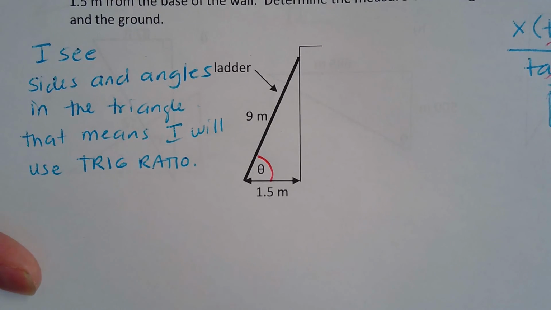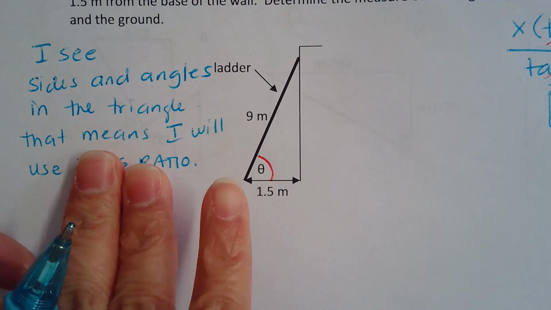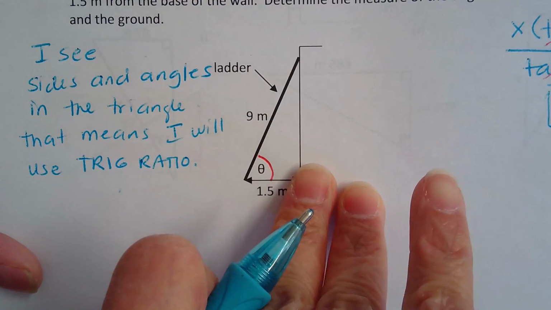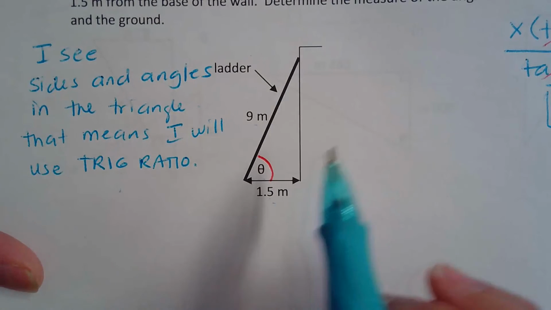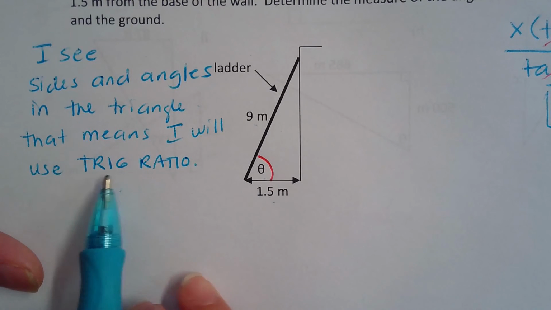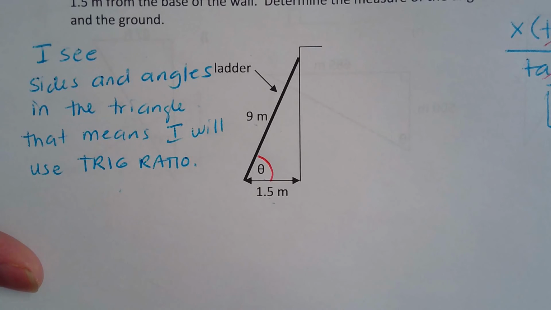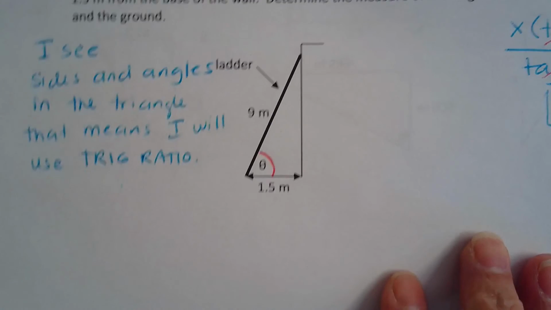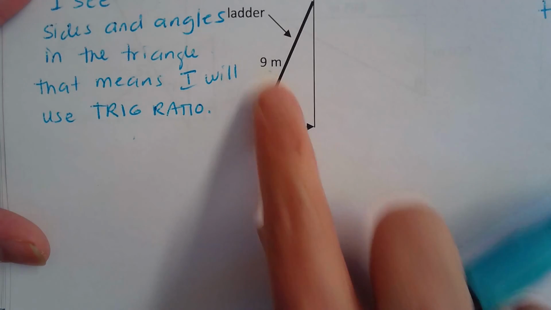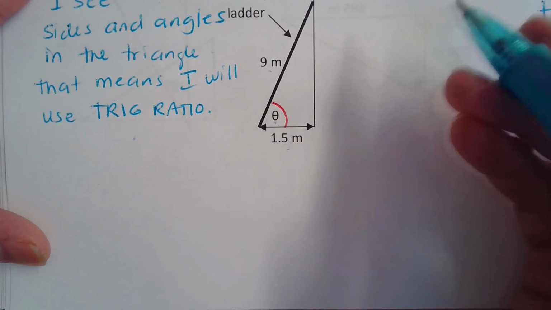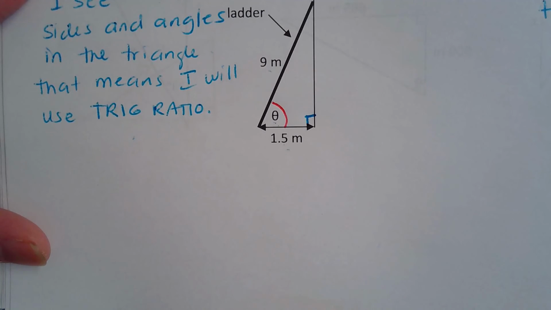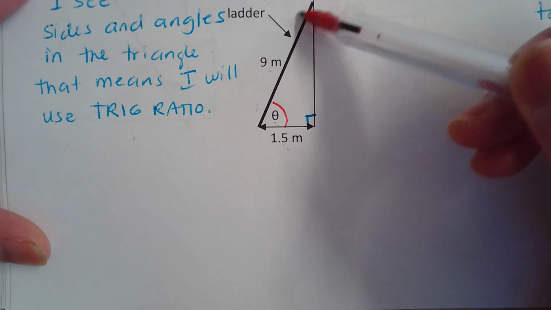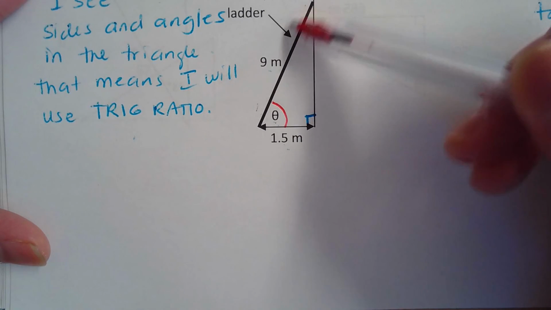This is what I'm actually writing down, what I'm thinking about. Okay, I see in this picture sides and angles. These are the two sides and this is an angle involved in the same question. So that means I'm going to use a trig ratio. Okay, the question is, which trig ratio am I going to use? Well, that depends on what these things are. So this is my theta. This is the 90-degree angle.